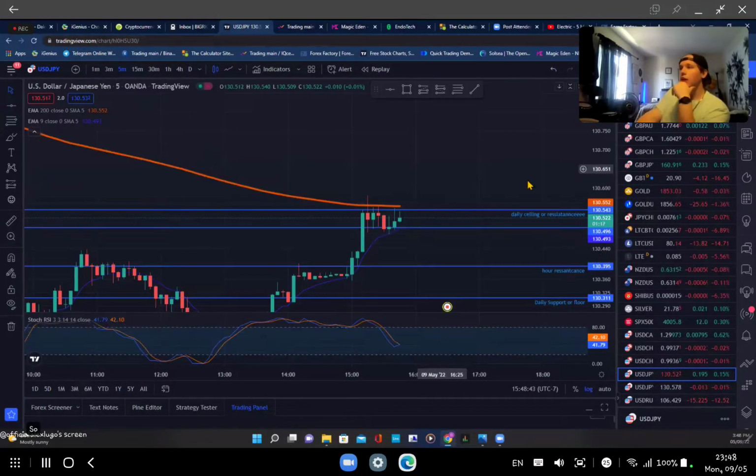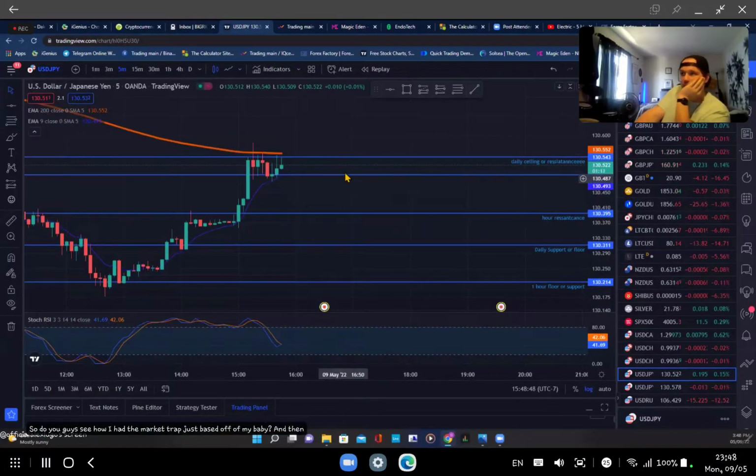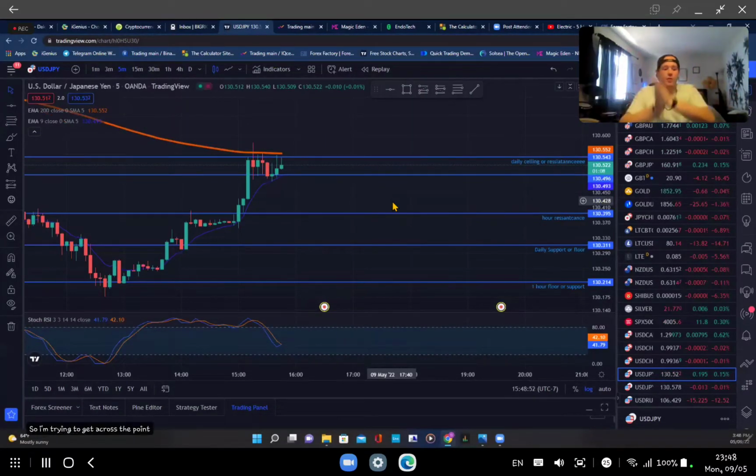Do you guys see how I had the market trap just based off of my daily and then a 1 minute, right? So I'm trying to get across the point, make it simple. Keep it simple at first. It's not going to be easy to understand for the first month, maybe 2 months, 3 months. I still learn. Like I said, I'm still learning stuff every single day.